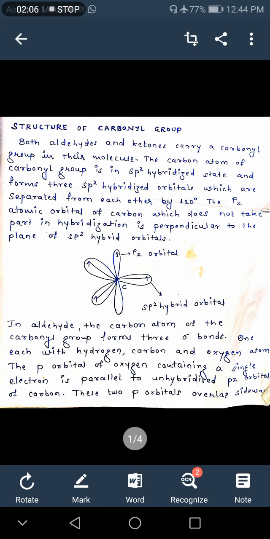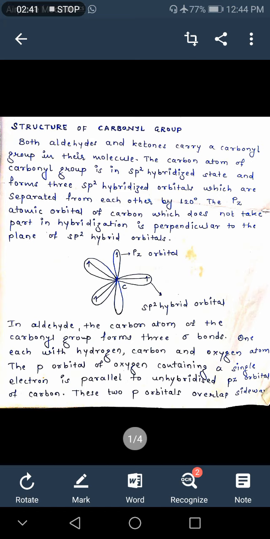Out of these, this carbon undergoes sp2 hybridization, where one 2s and two 2p orbitals get involved. They mix and recast to form 3 sp2 hybrid orbitals that you can see here, and each carries one electron. In addition to that, one unhybridized 2pz orbital is also there, which also contains one electron. And it is having a trigonal geometry.